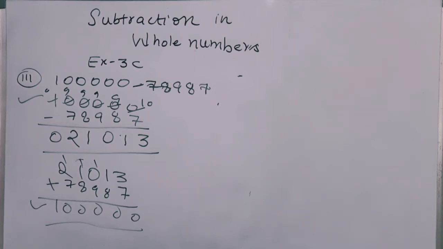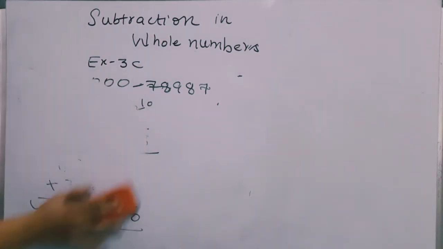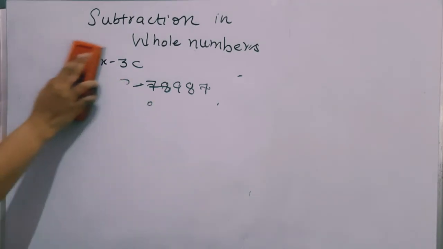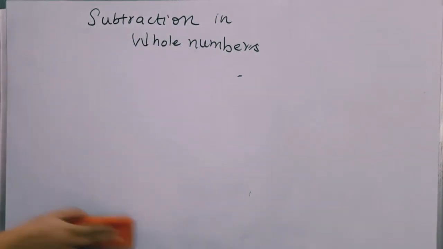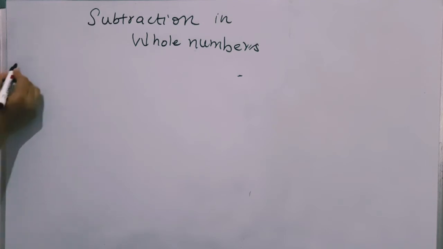Now I am going to solve question number 2. Please pay attention, students. Question number 2 is: replace each asterisk by the correct digit in each of the following. Some numbers are missing, and that is also subtraction, so we have to replace them. You can do question number 2 in your maths book, no problem, because there is space.